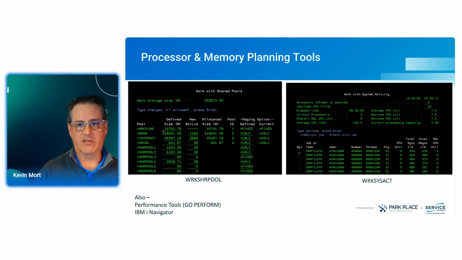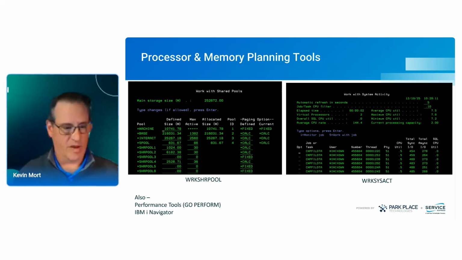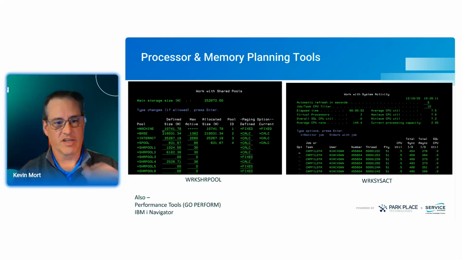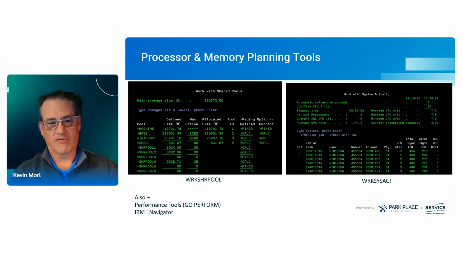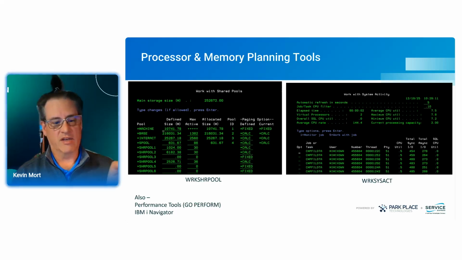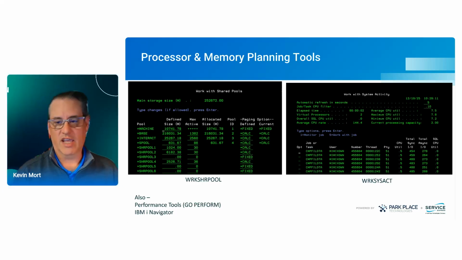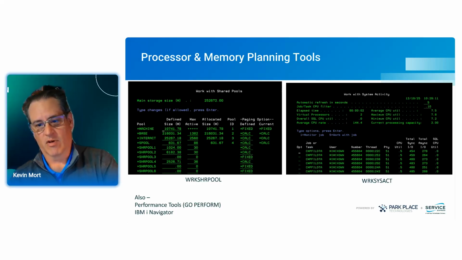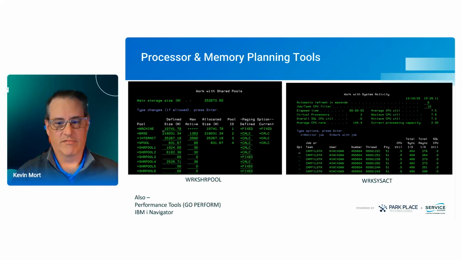Now, some of the tools we might use to look at processor, memory and such on the system: Work Share Pool, WRKSYSACT. You see these screens here where we've taken some snapshots of customers. We can see, for example, the Work Share Pool screen. This customer has probably about 256 gig of memory, and we'll look at that and see how it's allocated and whether or not that's going to be appropriate going forward. With WRKSYSACT, we'll look at CPU rates.